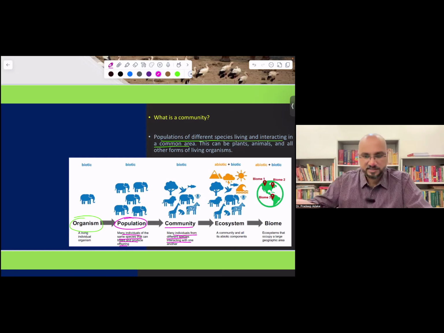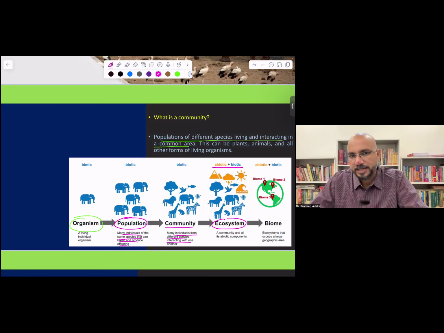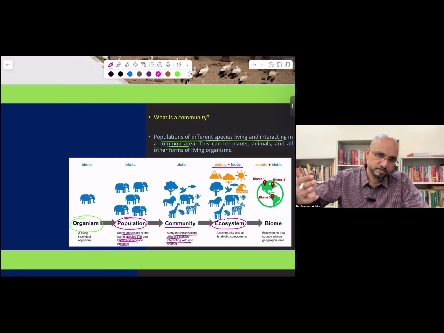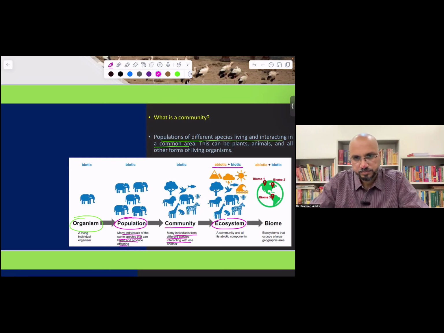Now, after this, next level of organization is ecosystem. So ecosystem mein we have both biotic and abiotic, multiple communities. Multiple communities are interacting with each other and also with the abiotic environment. That is your ecosystem. Multiple ecosystems, right? So these ecosystems over a large area throughout the world, this is called as biome. And all the biomes together they form biosphere. So you know this level of organization in ecology.